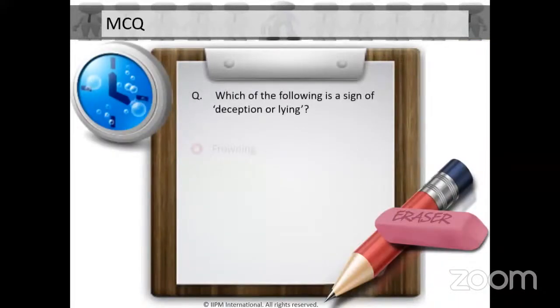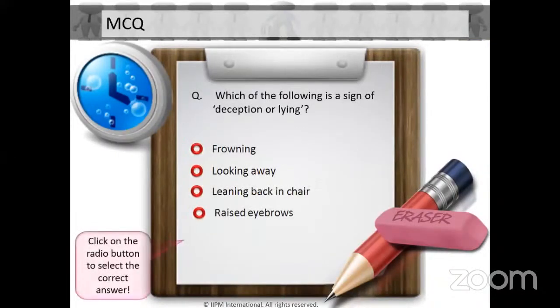Now I have another multiple-choice question, just to make sure our attention is intact. Which of the following is a sign of deception or lying? Can I have your answers in the comment section, in the chat room? Which of these is a sign of deception or lying? Everybody seems to get it. Looking away, that's it. Thank you, Jenny, Esther, Edegan. Looking away.